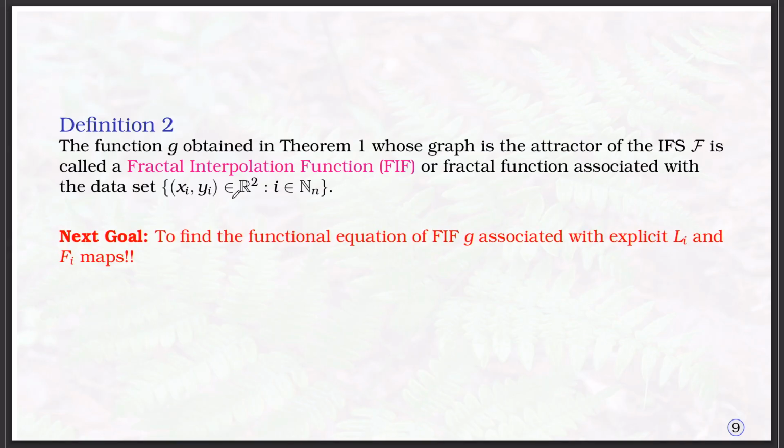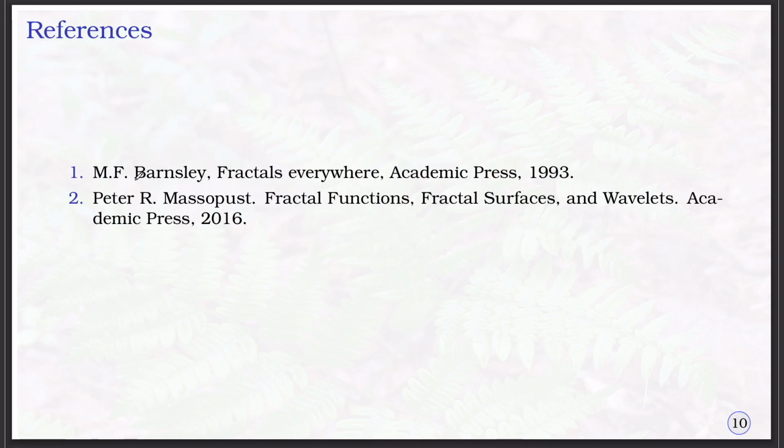So next our goal is to find the functional equation of the fractal interpolation function G associated with the explicit Li and Fi maps, so that we can generate the fractal interpolation function after finding the explicit form of Li and Fi. So one can refer to these two books for more details.